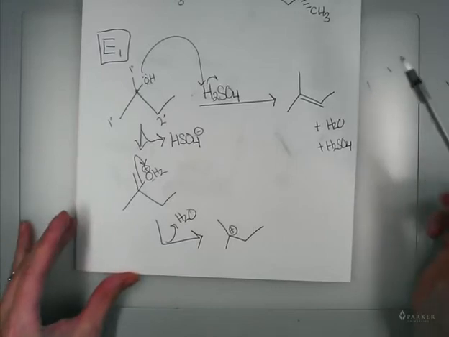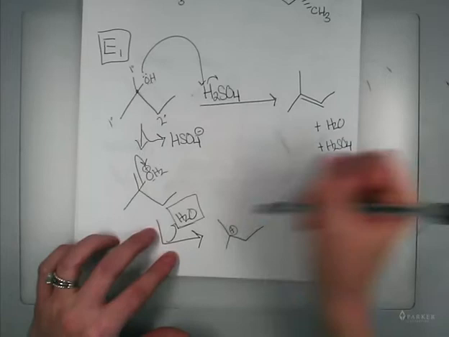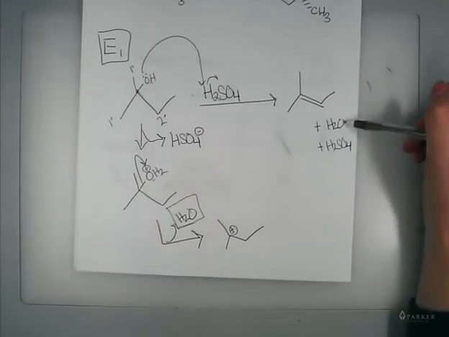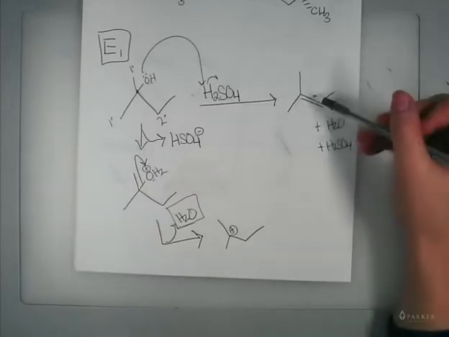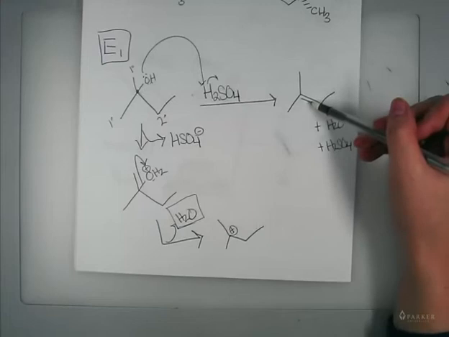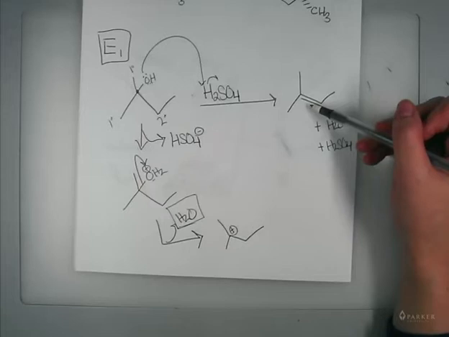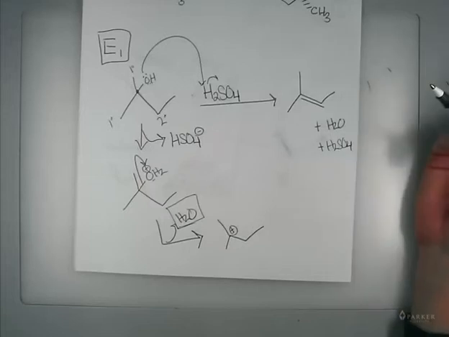Okay, let's look at this. Do you see that I formed one of my products right here? Water. And I'm pretty close to forming this right here. What do I need to do? Take off a hydrogen to form the double bond. What do you think is going to take that hydrogen off?